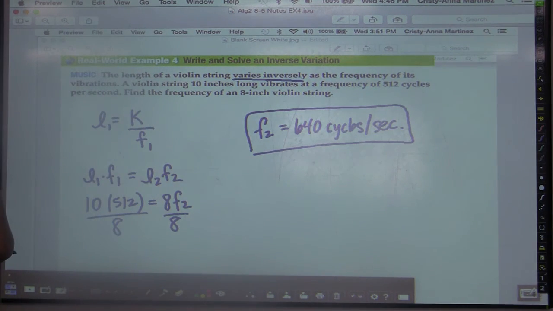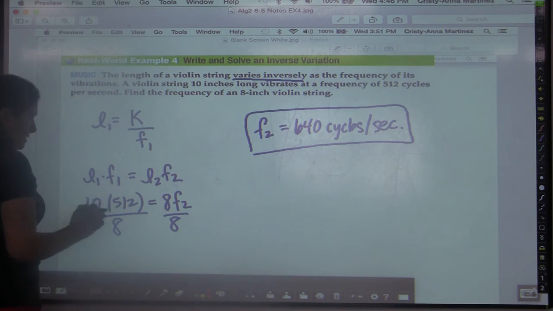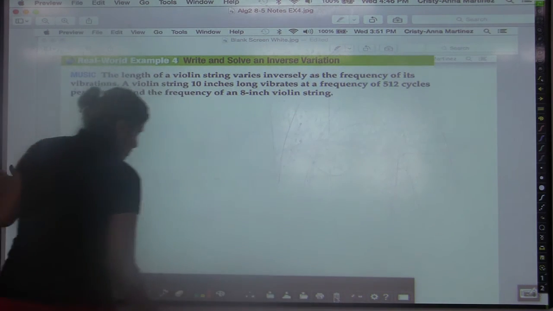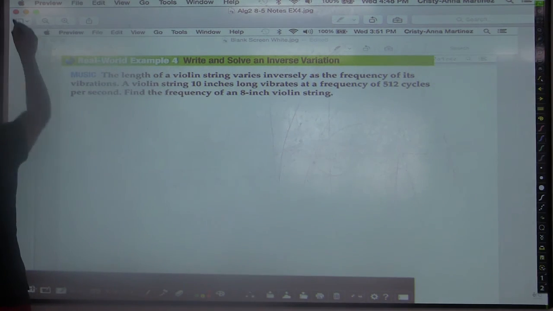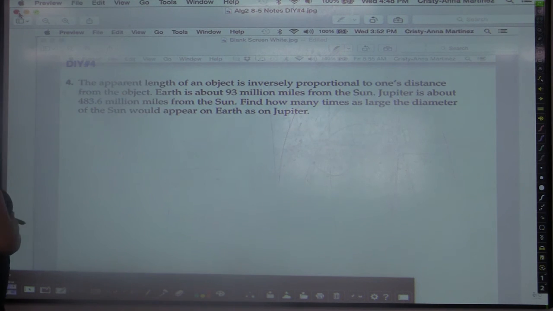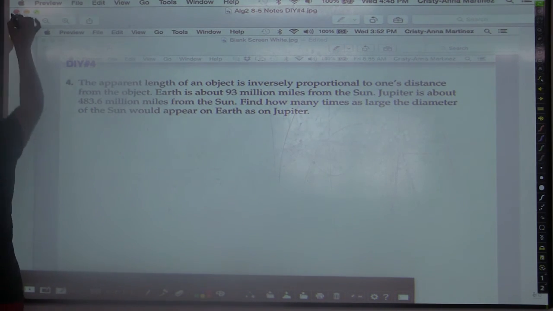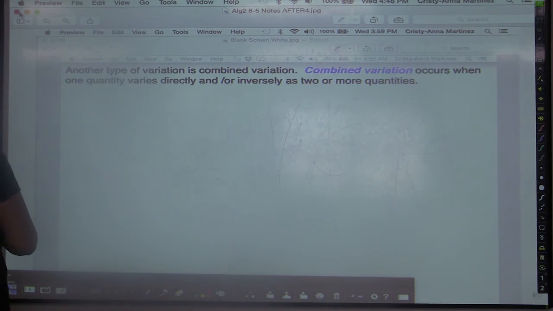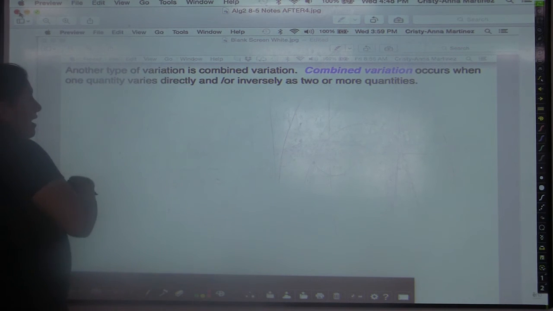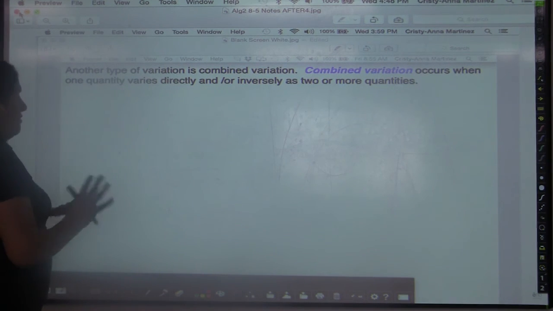Awesome. Now, we're going to use that concept so that you can do it yourself, number 4. And then we're going to go to our last type of variation, which is combined variation. And in combined variation, you basically have both types of joint and inverse variation going on at the same time.